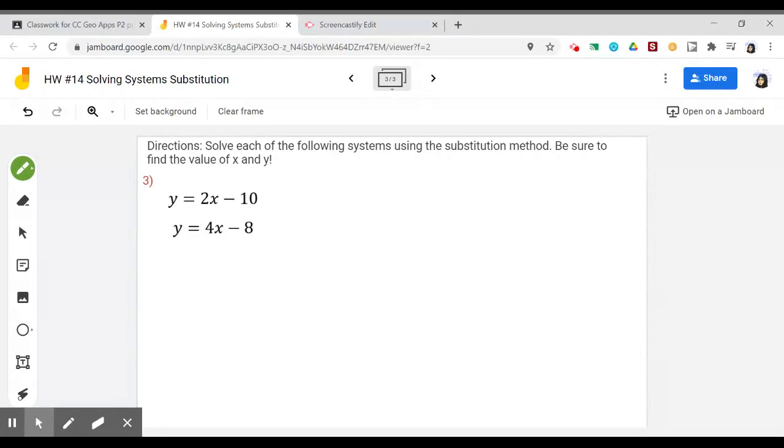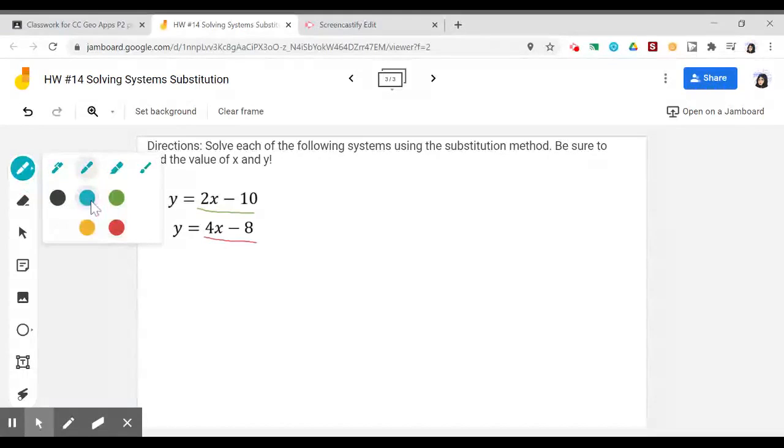The way I want you to think about substituting here is that y is equal to 2x minus 10, okay? And y is also equal to 4x minus 8, okay? Y is equal to two different things, okay? But that must mean these two different things have the same overall value because they're both equal to y, okay?